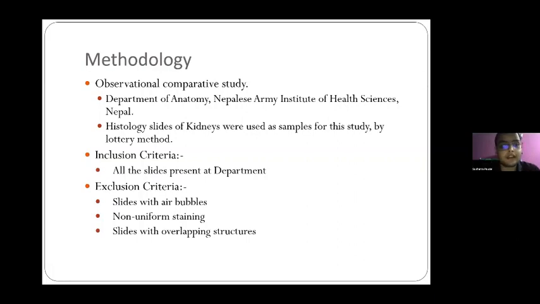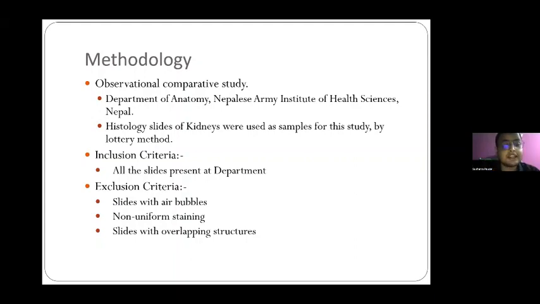We had taken our prior approval from the institutional review committee, and our proposal was approved. There is no conflict of interest, as we have no collaboration with the producer of this device, and no funding was taken from the device. The basis of inclusion was that all of the slides of the kidney present at the department were taken into our experiment, or we can say into our paper.